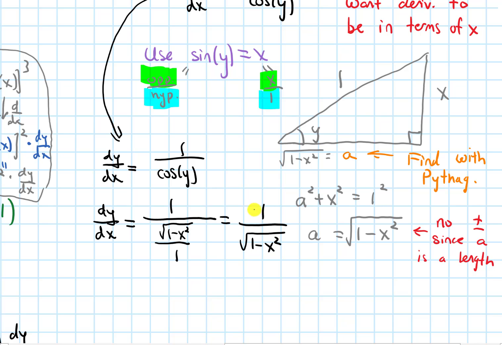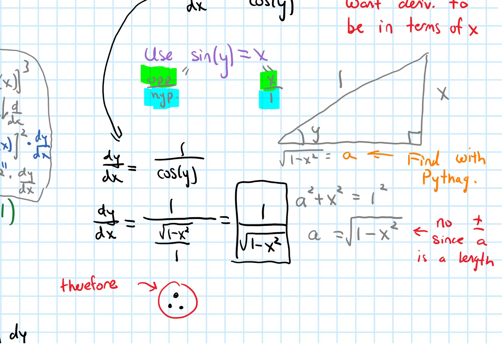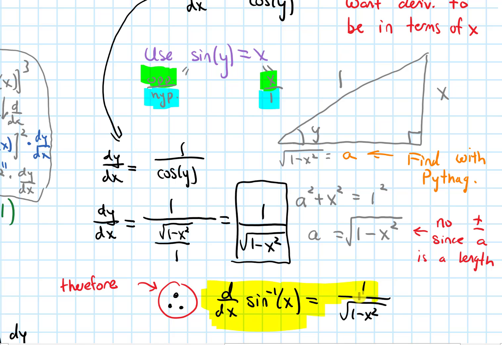And now I have my derivative completely in terms of the variable x. Okay, so therefore, there's a math symbol for therefore. I just want to introduce some shorthand. It's 3 dots like this. This means therefore. Therefore, the derivative of sine inverse of x is equal to 1 over the square root of 1 minus x squared. All right, we've just shown this formula to be true.